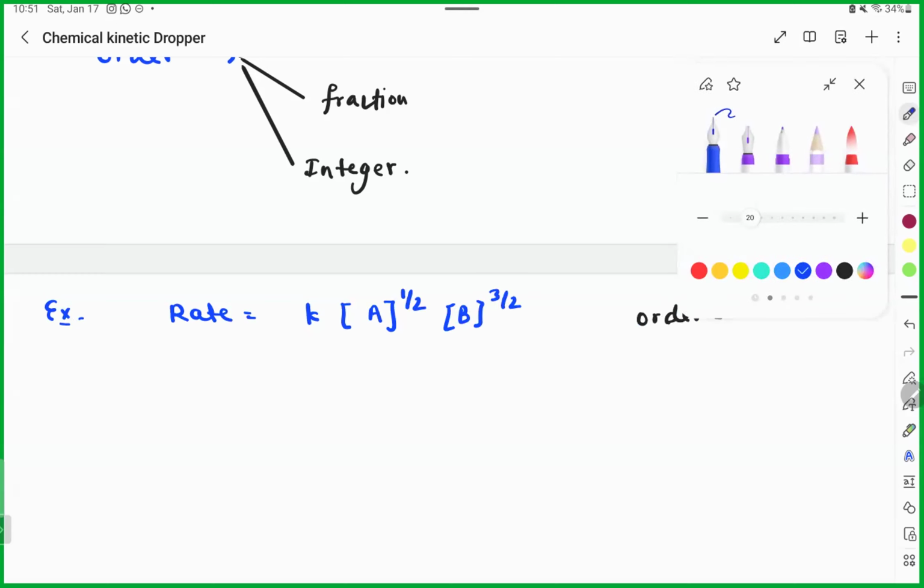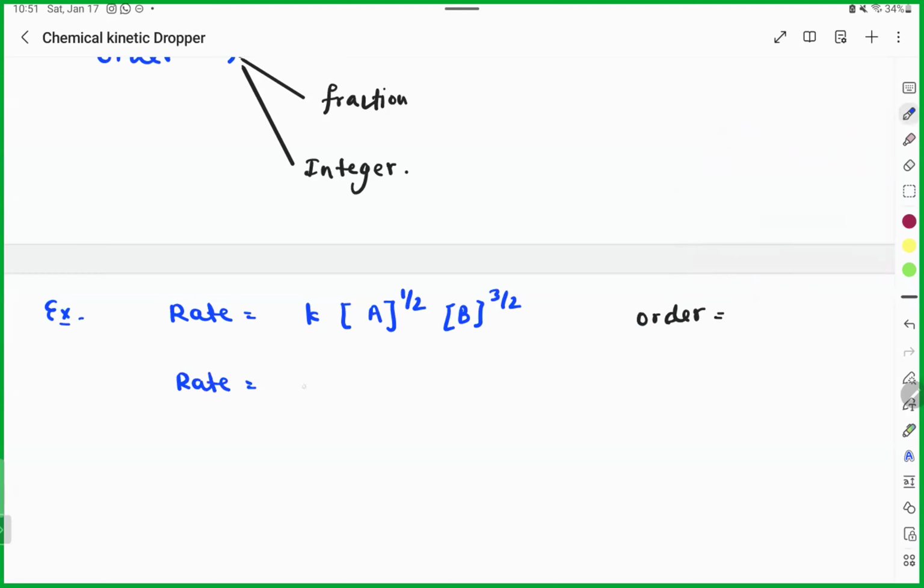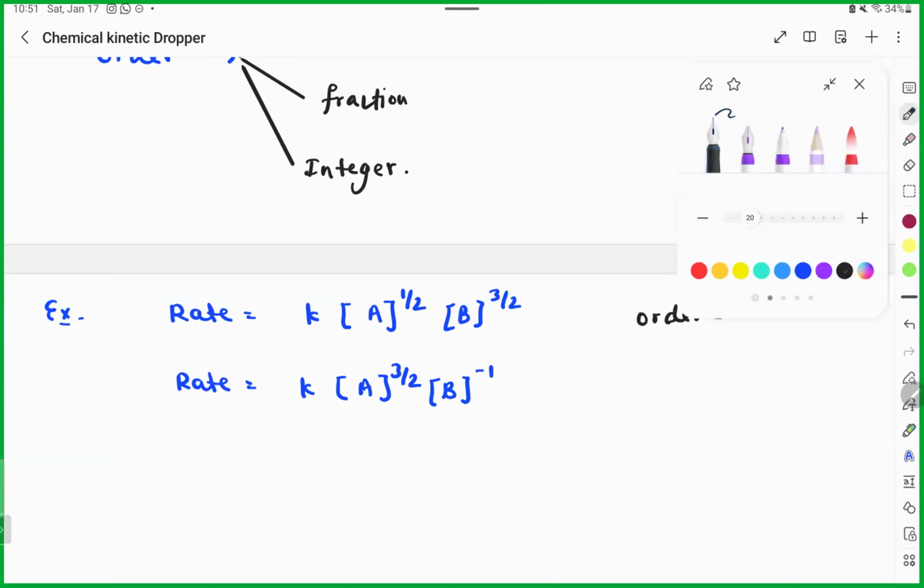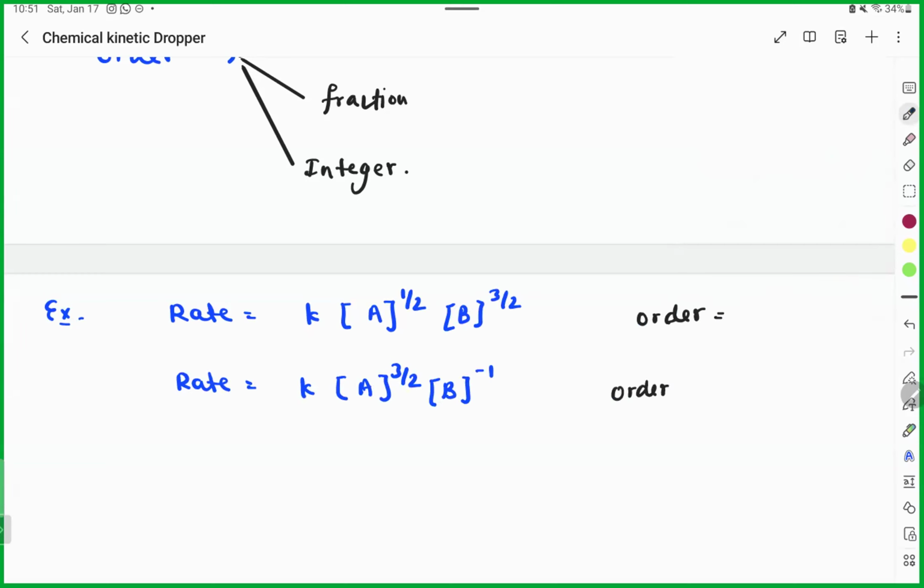And Jordan, your question is, if you take rate equal to K[A]^(3/2)[B]^(-1). So then, Jordan, we just have to add 3 by 2 plus minus 1. That will give us the order. 1.5 and minus 1. Yes, so 1 half, 1 by 2. Chandana, this is not... Okay. 1 by 2 plus 3 by 2. Done.